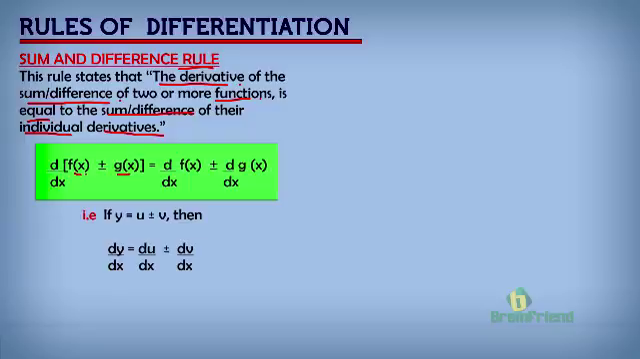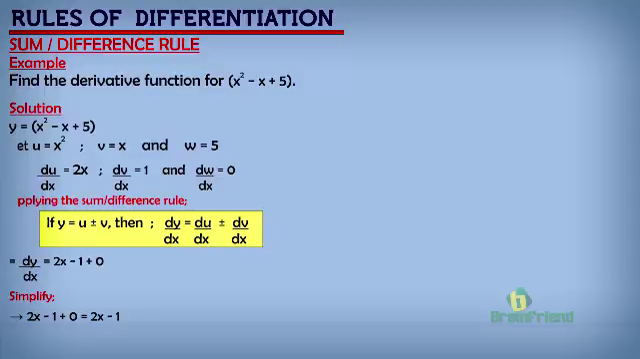To put it in a simpler form, if you have y as your given function that has u plus or minus v, then the dy dx, that is the derivative of our y, is what? du dx, that is the individual derivative of u, plus or minus the individual derivative also of v. So we simply add or subtract them as the need arises. Let's take some examples for better understanding.